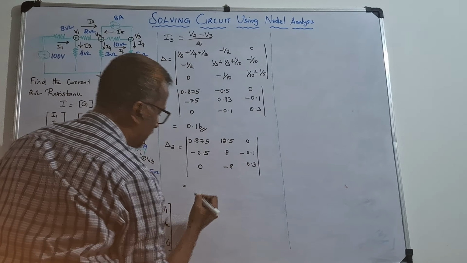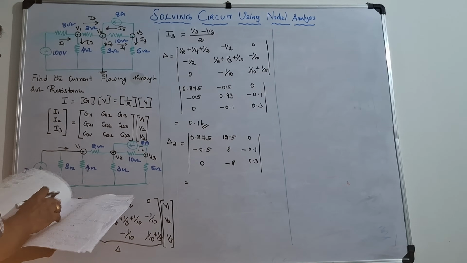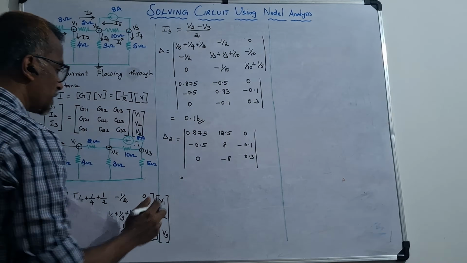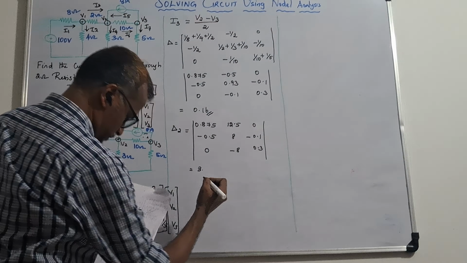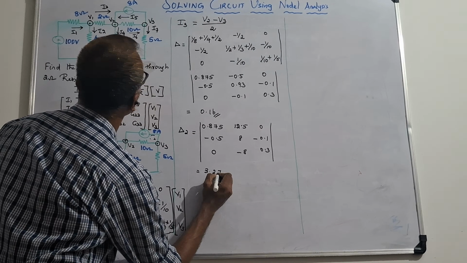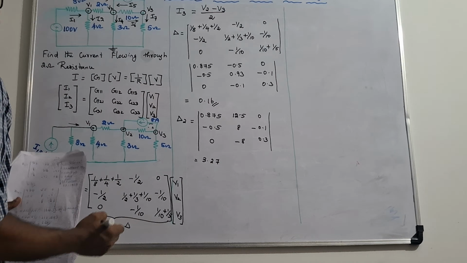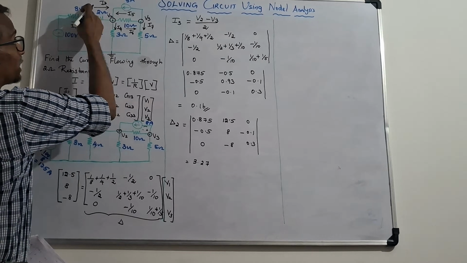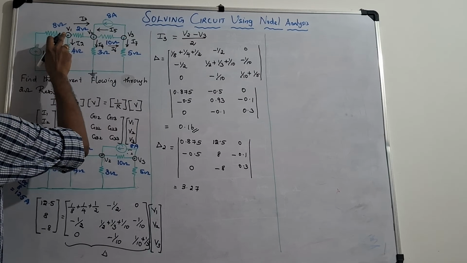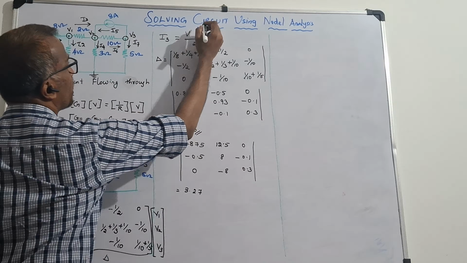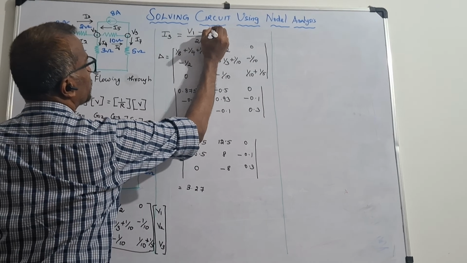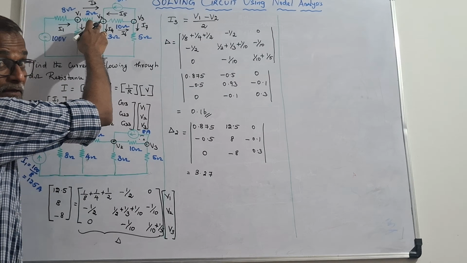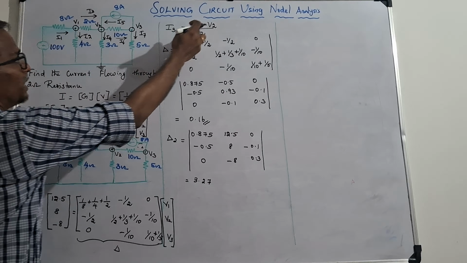So we will have the delta 2 I already calculated. So delta 2 is nothing but 3.27, right? So I have one small correction. I3 current means not V2, this is V1 minus V2. Okay, V1 higher potential minus lower potential V2 divided by the resistance.